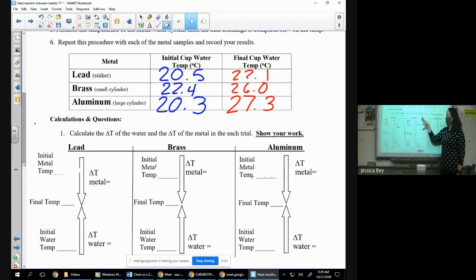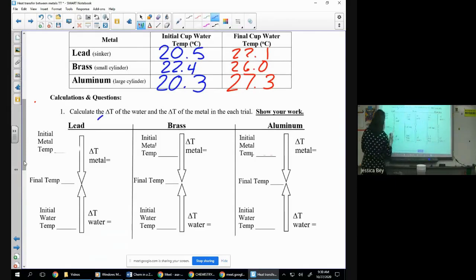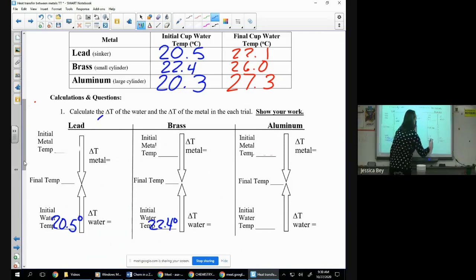So I would like to put the information that we have down into this little infographic down here. We have the water in our lead started at what temperature? The initial water temperature for lead started at 20.5 degrees. Okay. The initial water temperature for our brass started at 22.4 degrees. And what was the initial temperature for our water for our aluminum? It was 20.3 degrees. Do we all agree with that?